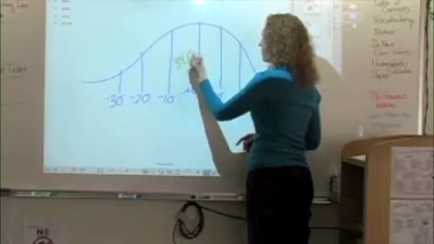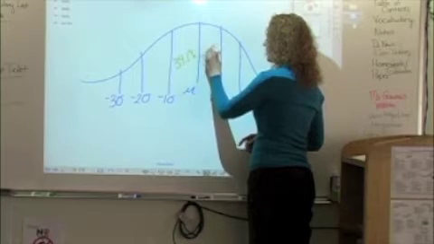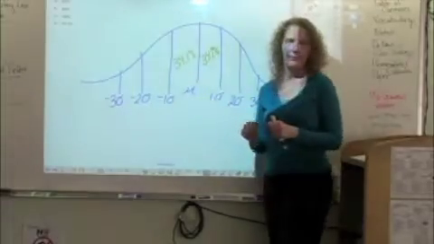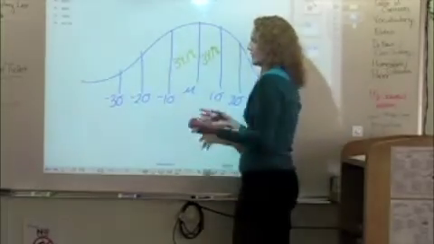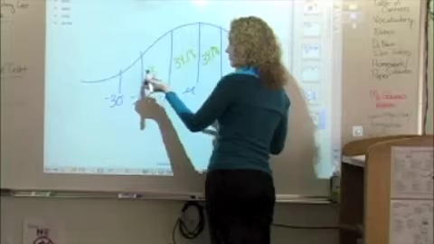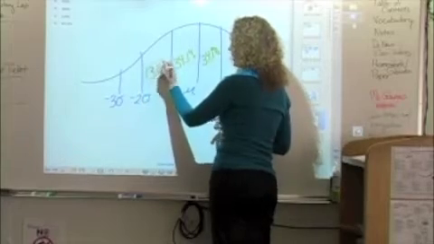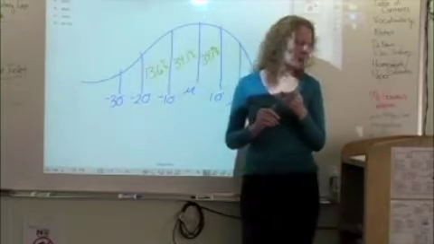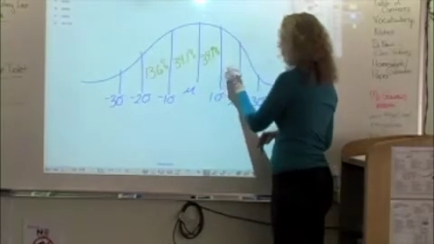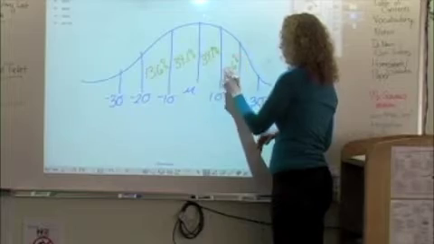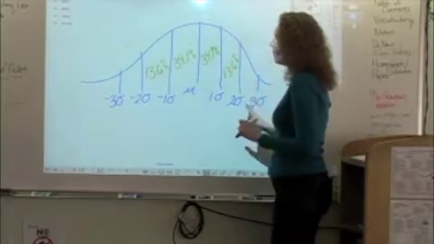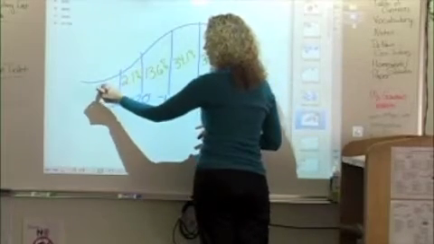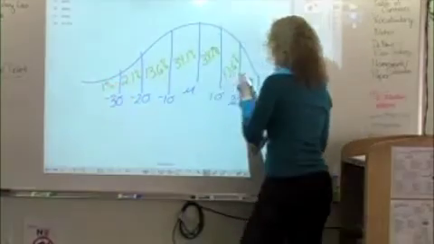1 standard deviation away is 34.1% on either side. Now we're going to add the next percentage. 2 standard deviations away is 13.6%. Okay? Now my next standard deviation away, 2.1%, and then 0.1%.